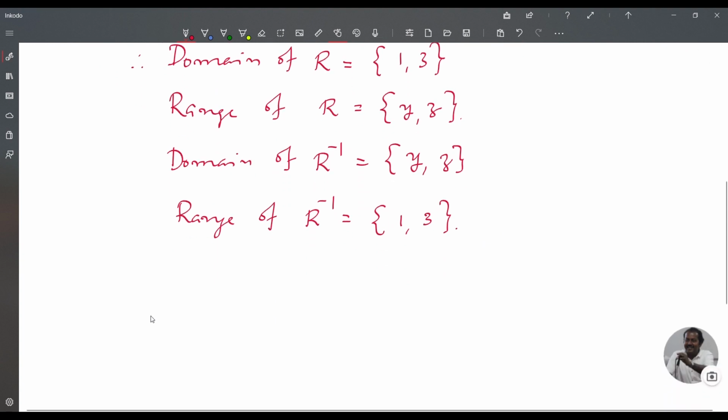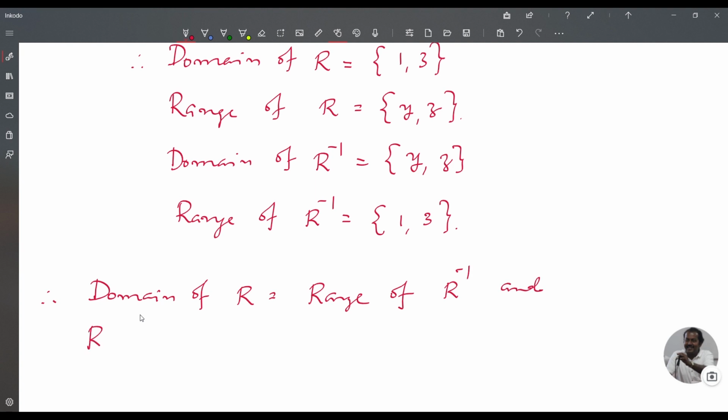Therefore, you can observe that the domain of R is the range of R inverse, and the range of R is the domain of R inverse. So this is one observation in relation with R and R inverse.